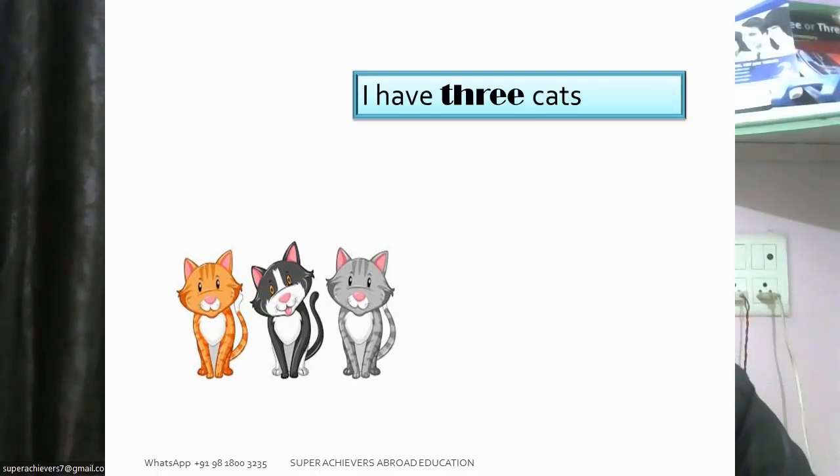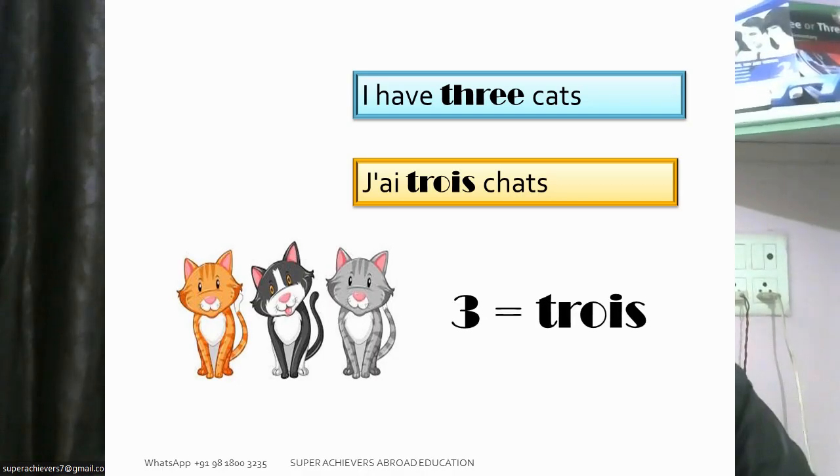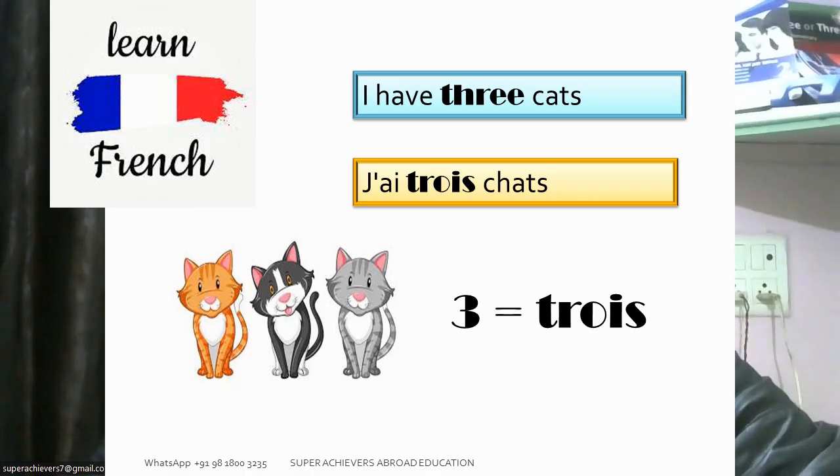Now another number is three. Let us take an example. I have three cats. In English, if we say I have three cats, how will we say it in French? J'ai trois chats. J'ai means I have, trois means number three, chat means cat. So three means trois in French.